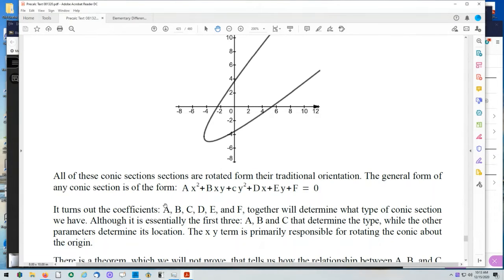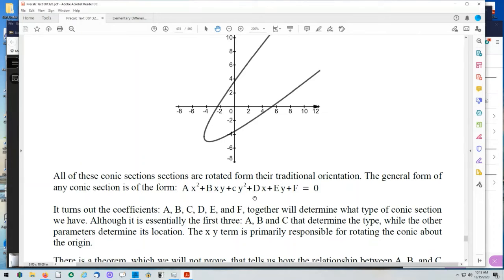Now it turns out that the coefficients a, b, c, d, e, and f together will determine the type of conic section we have. And in fact, it's going to be a little bit simpler than that. A, b, and c will be actually determining. We're going to find that the d, e, and f, the only thing those will do is, well, the D and E will just shift it away from the origin, its center point, or vertex if you're dealing with a parabola. And the F might change the shape of it a little bit.